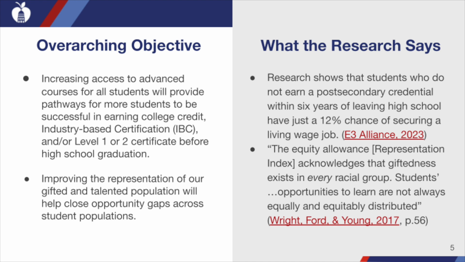Research from E3 Alliance shows that students who do not earn a post-secondary credential within 6 years of leaving high school have just a 12% chance of earning a living wage. Students need advanced courses and pathways.